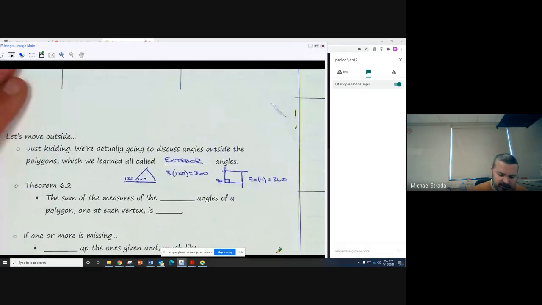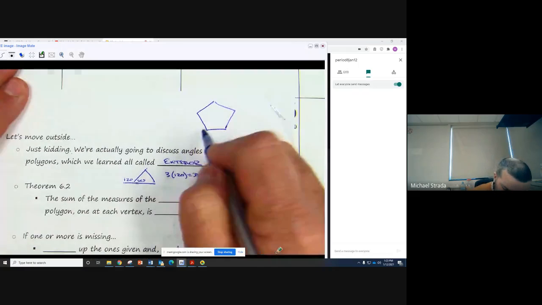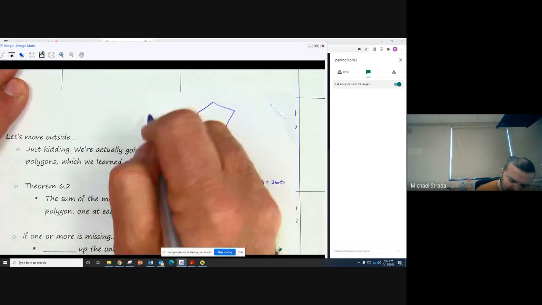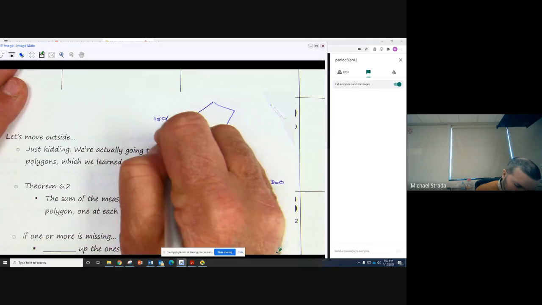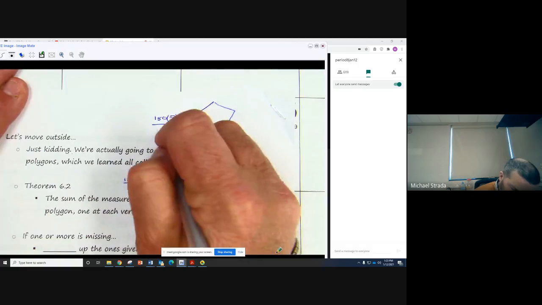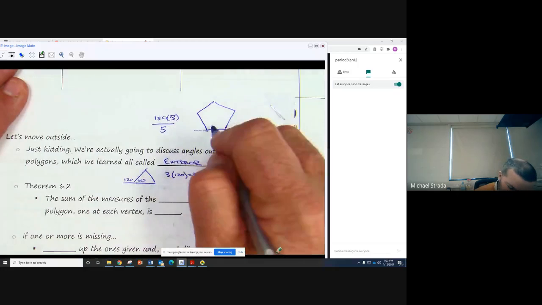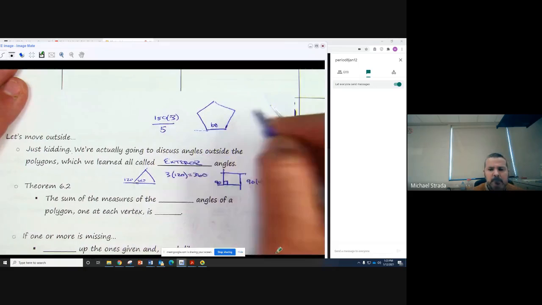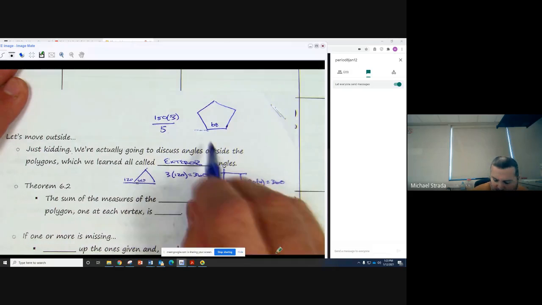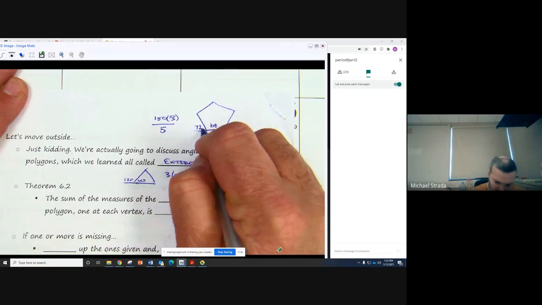Finally, if we look at a pentagon, the pentagon has 5 sides, so 180 times n minus 2, which would be 3, divided by 5. 180 times 3 is 540. 540 divided by 5 is 108. If the interior one is 108, to get the exterior one, we subtract from 180 and we get 72.